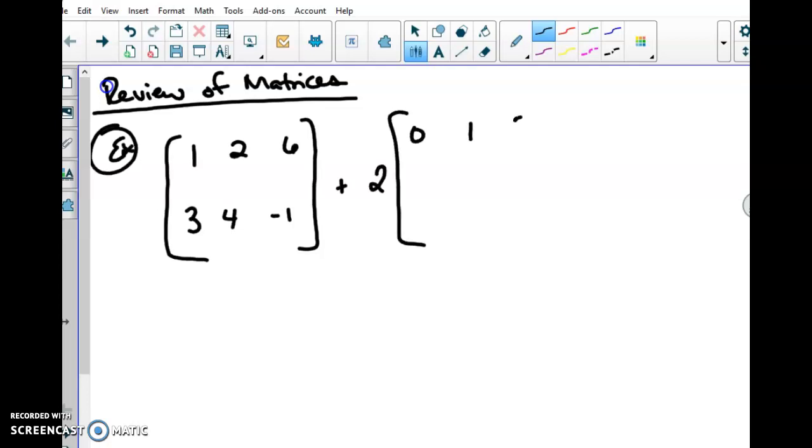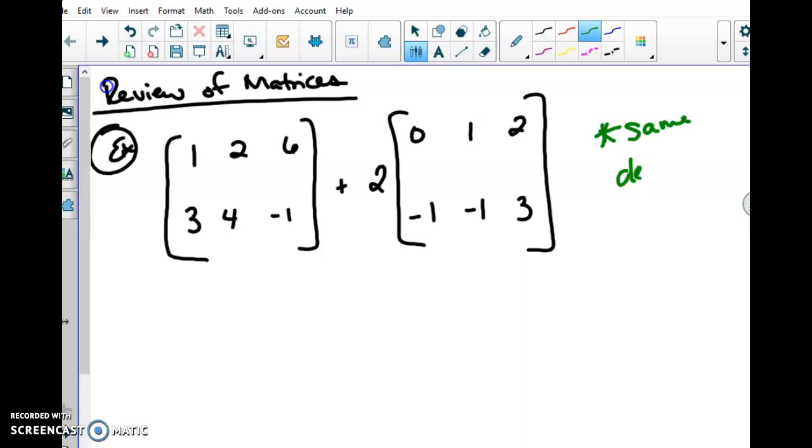Since we've done this before, I have high expectations for you guys. Okay, so the biggest thing is with addition or subtraction of matrices, the key is the matrices have to be the same size. Or same dimensions, I should say.